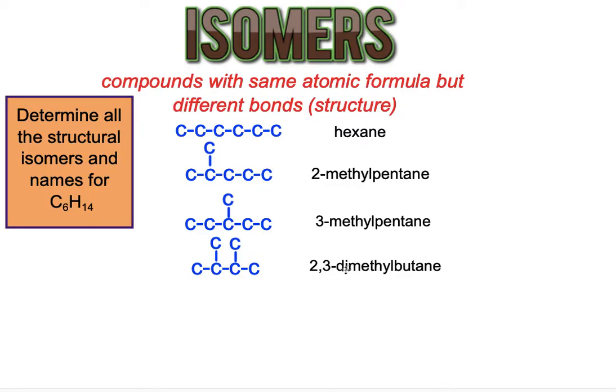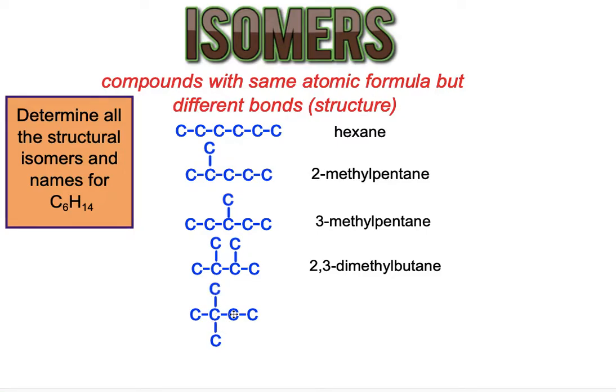Don't forget that you have to say the prefix of how many branches you have. Where else can I move those? Again, I cannot put it on the first. I cannot put it on the last. Well, what if I put them both on the second one? If I put them both on the second, I have not lengthened my chain.